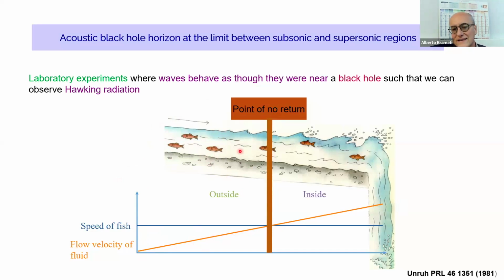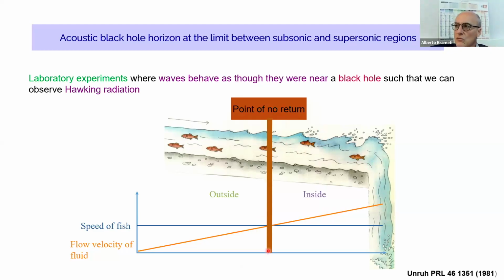Then the fish can swim in any direction. They can also go against the fluid. But the situation is different in the region on the right, for example, because the fluid velocity is larger than the speed of the fish. And then, of course, these fish cannot go against the flow, and they are drained toward the waterfall. So where there is the crossing between the two speeds, for the fish it is a point of no return. The fish that are here cannot go in this direction. And this is the equivalent of a horizon for the fish.